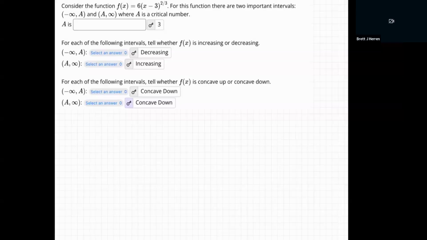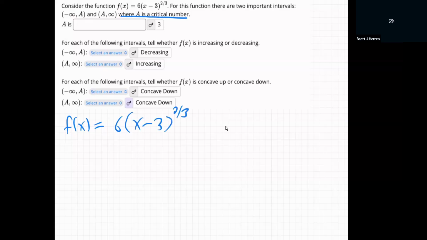Okay, so on this question, we've got a function. And for this function, there are two important intervals, and a is a critical number. So the first thing we've got to do is take this function down here and find the critical number.